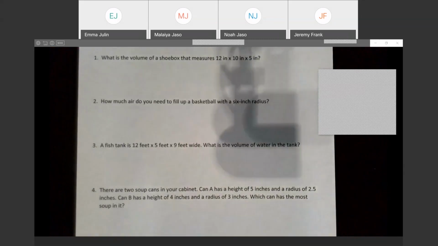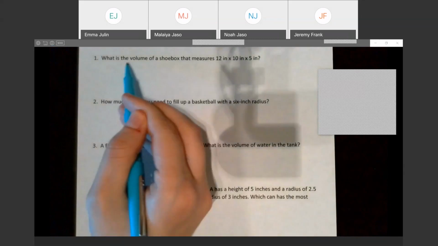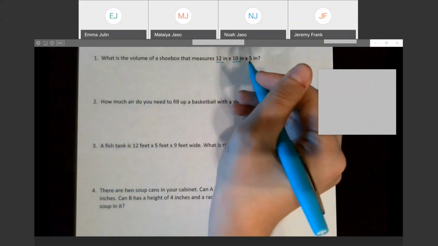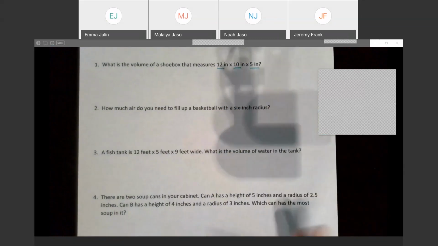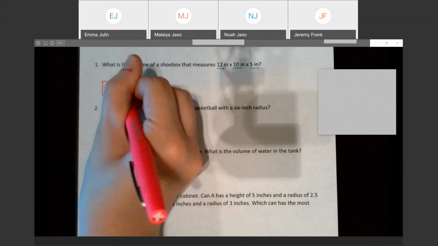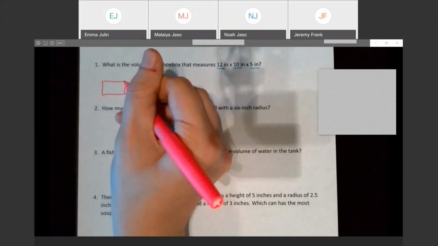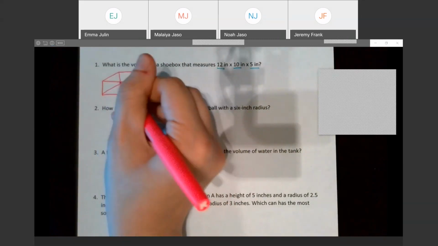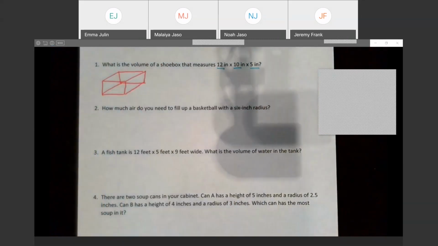So for number 1, we're told that we have to find the volume of a shoebox that measures 12 inches by 10 inches by 5 inches. Now, this one's a little bit hard to think about, but remember what a shoebox looks like. A shoebox is a rectangular prism. So just like when we were doing our other problems early in the year, I recommend drawing it out. Get creative with it. If you want to, you can put a lid on it, throw some shoes in there. Anything to help you visualize the shoebox.